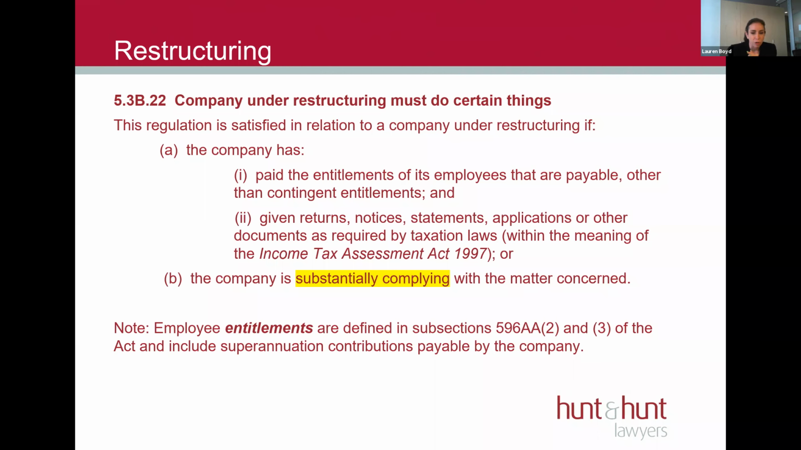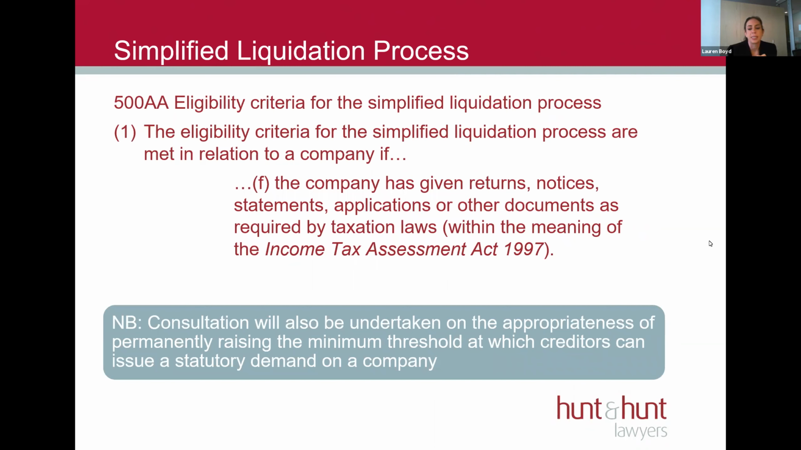For a restructuring, a majority of unrelated creditors in value only, as opposed to number and value, must accept the proposal for it to be accepted. Now, the alternative or the subsequent process is the simplified liquidation process. For businesses eligible for the simplified liquidation process, all taxation lodgements must be up to date. The government has announced it will also consider permanently raising the minimum threshold at which creditors issue a statutory demand on the company, but have not said when or how they propose to do this. Currently, the minimum threshold is $20,000. That's a temporary reform in place, up from $2,000 pre-COVID.